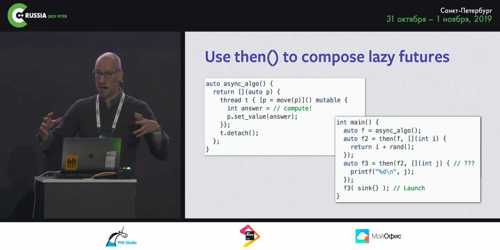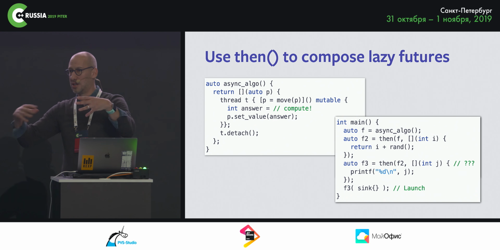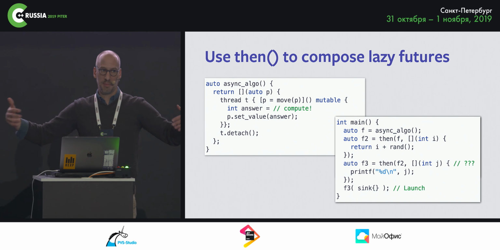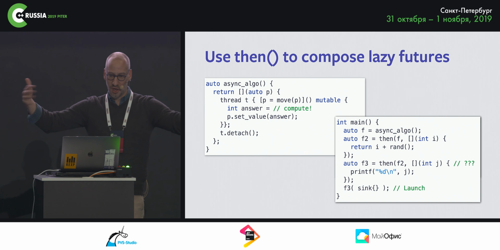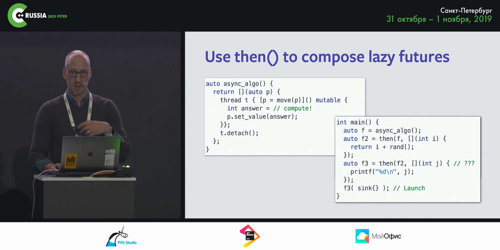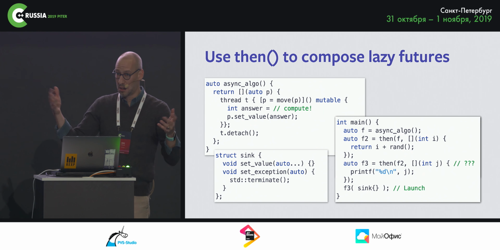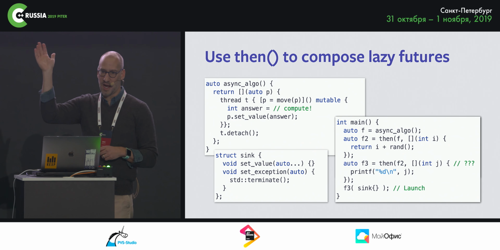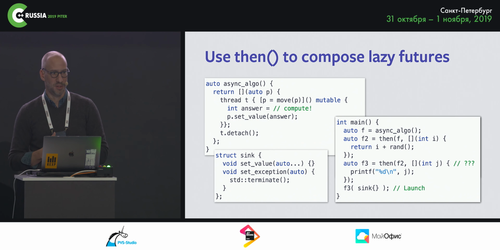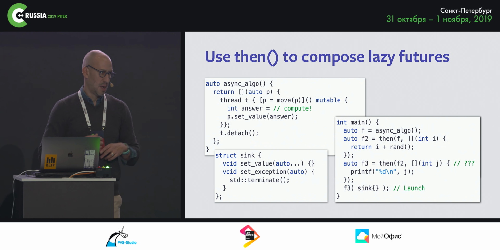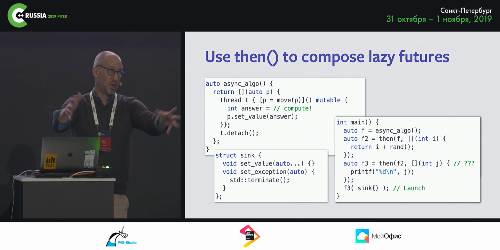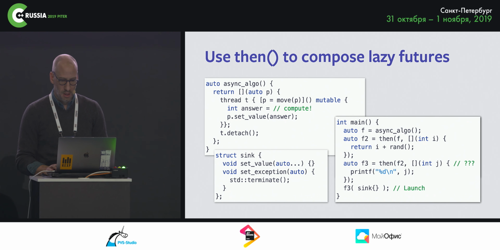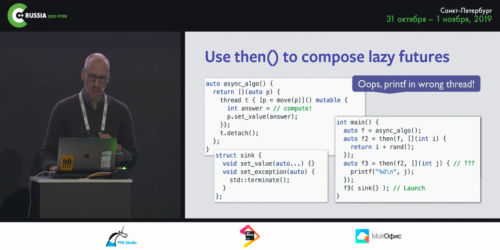And then we actually have to launch this operation. All we've done is created a bunch of lambdas. So we actually need to call the lambda to launch the thread and go. So we can call the lambda with some sync promise-like thing, which just has a set value that does nothing and a set exception that terminates. And now this task launches and it goes off and it does its thing. Okay, great. There's some problems here though.